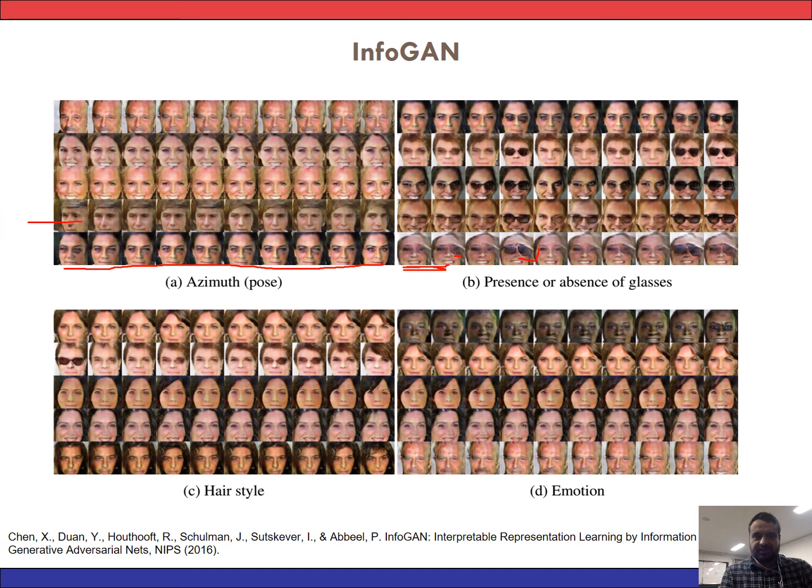Similarly here we can see that the hair style is changed, so different hairstyles are here, and this one shows the emotion in the input image. Here we can see different emotions, from a sad to a happy face, and many different emotions.